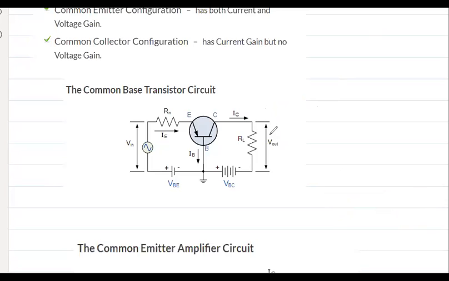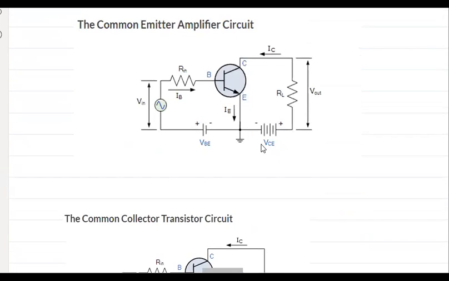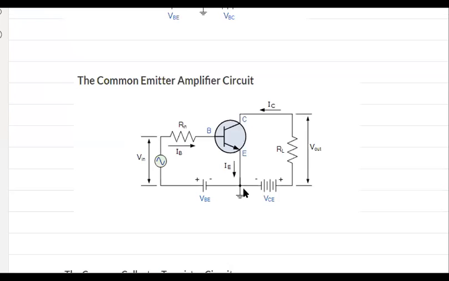Now in the same way, the second thing is common emitter. If you see this, here the emitter is common, the same structure that we saw now, right?